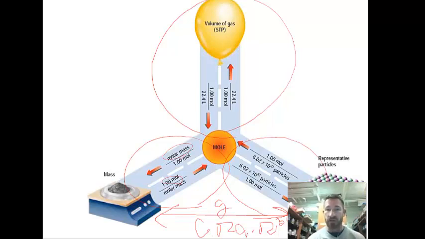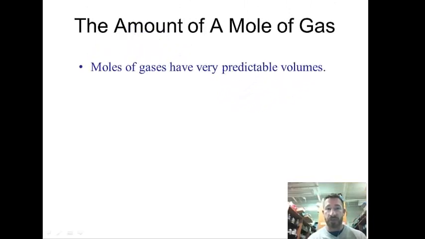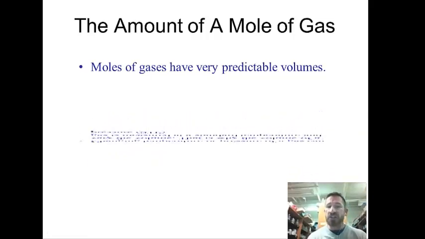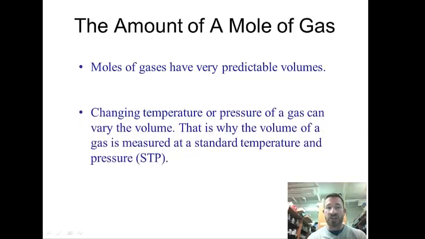So we're going to use that part of the diagram. I think this is on the back of your calendar. So the amount of a mole of a gas. Moles of gases have very predictable volumes. This is not true for solids or liquids. This is only true for gases. Changing temperature or pressure of a gas can vary the volume. That is why the volume of gas is measured at standard temperature and pressure.